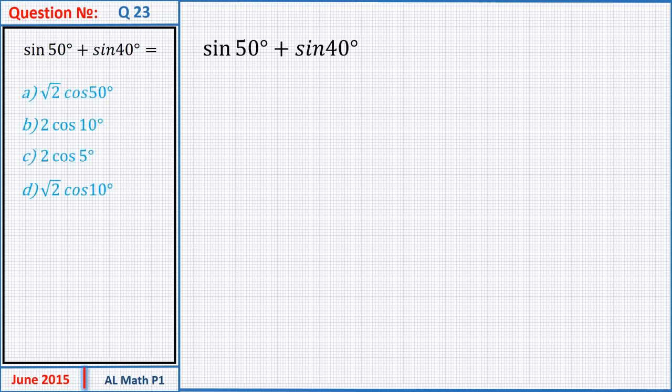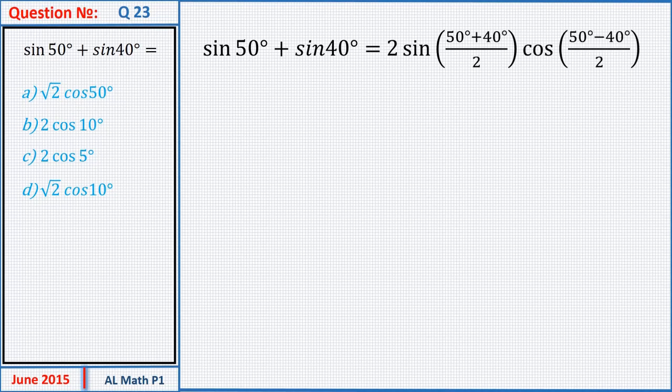Question 23. Question 23 says to find the value of sine 50 plus sine 40. If you use a calculator, the answer will come out in decimal. So you need to know the different formulas in trigonometry. So here we're going to use the formula of sine. If we have sine x plus sine y, it is the same as 2 sine of (x plus y) on 2 times cos of (x minus y) on 2.